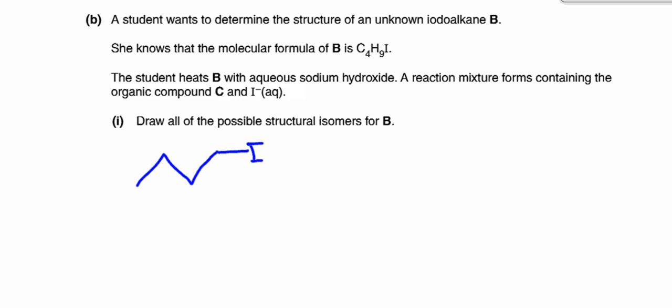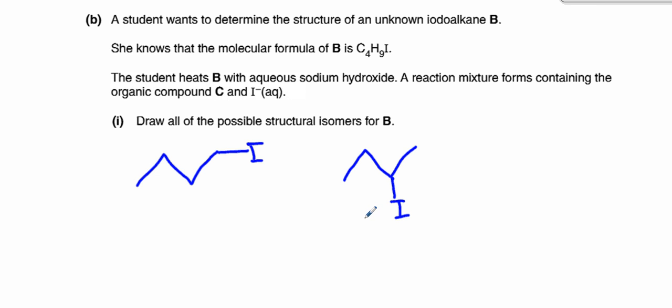Then same again, 4 in a row, 1, 2, 3, 4, and I'm going to put my iodine on number 2 this time. So I've got 2-iodobutane. Now, can I have 3-iodobutane? The answer there is no, it will just become 2 again, because I'd start counting from the other end. Remember, you have to have the lowest number when you're naming isomers, so the lowest number for the position on the carbon chain. So there's 2 isomers.